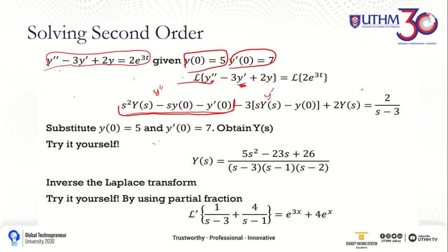And then for this one, refer to the table of Laplace transform, so you will get 2 times 1 over s minus 3. So that's why we get 2 over s minus 3. Then substitute y(0) equals 5 and y prime (0) equals 7 into this equation. So you will obtain the algebraic equation for Y(s).